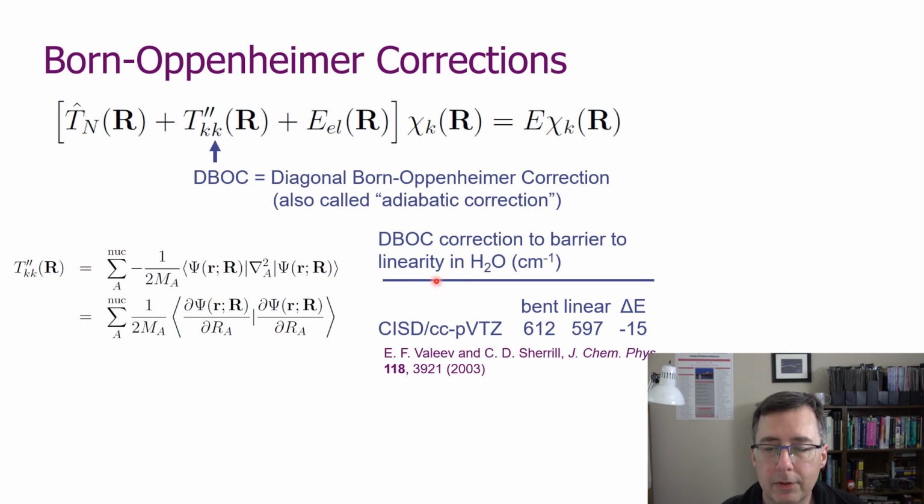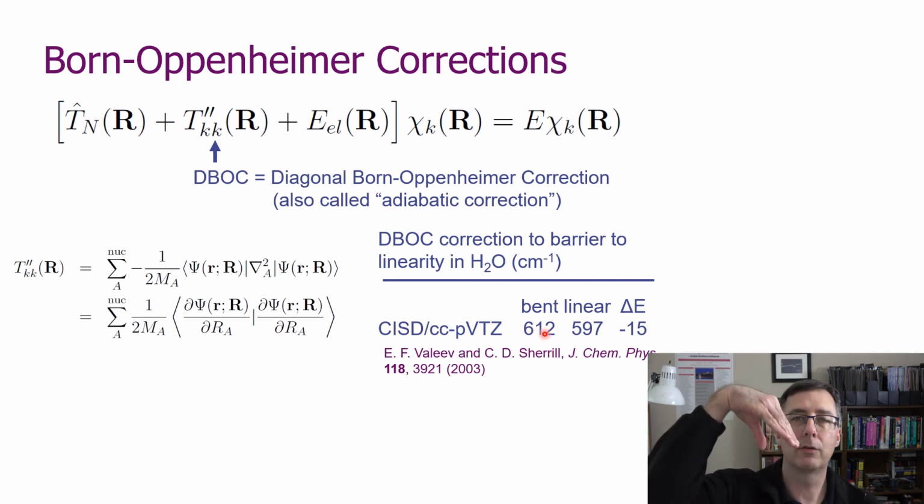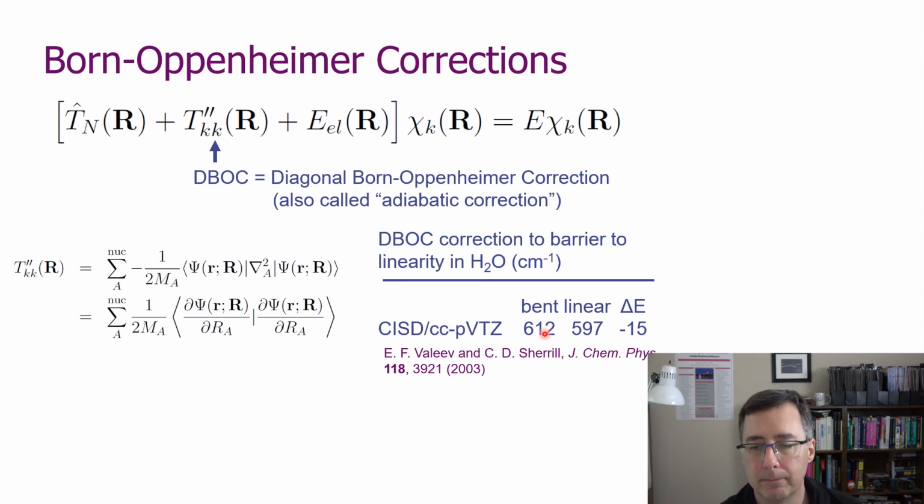And let me just give you a feeling for how big this is or how small it is. At the configuration interaction singles doubles level with a cc-pVTZ basis set, don't worry if you don't know what that is yet, it's 612 wave numbers for water at its normal equilibrium bent configuration. And there's about 350 wave numbers in a kilocalorie per mole, so this is a little shy of 2 kilocalories per mole, which is kind of a lot for a term that almost universally everyone just throws out.